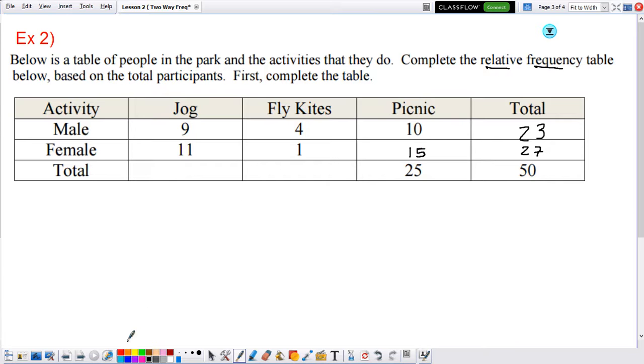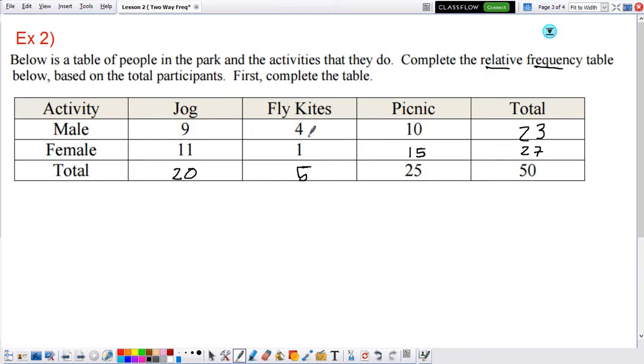So we're almost done. We just need to figure out what goes in these two spaces. So how can we figure it out? Well, if you add all the numbers in this column, it should be equal to the total. So to figure out what goes in this section, we need to add the males and the females. So 9 plus 11, that's 20. So that means that there were a total of 20 who were jogging. And the same goes for here, 4 plus 1, there were 5. There were 5 individuals who preferred to fly a kite.